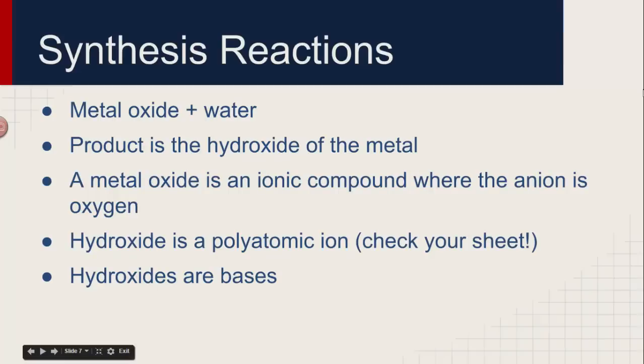Okay? For a metal oxide and water, our product is going to be the hydroxide of the metal. So a metal oxide is an ionic compound where the anion in that ionic compound is oxygen and the cation is a metal. A hydroxide is a polyatomic ion, so a metal hydroxide will be the metal that you started with in the oxide plus the OH minus, the hydroxide ion. Okay? And hydroxides, any compound that contains hydroxide is considered a base. That's the opposite of an acid. Okay?